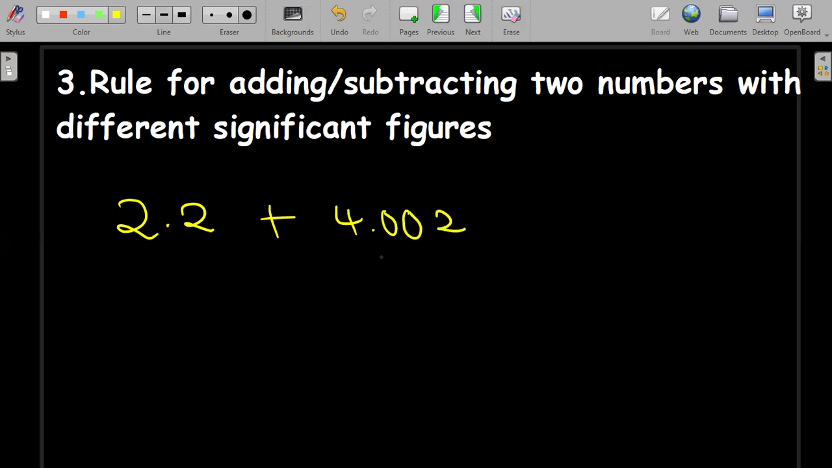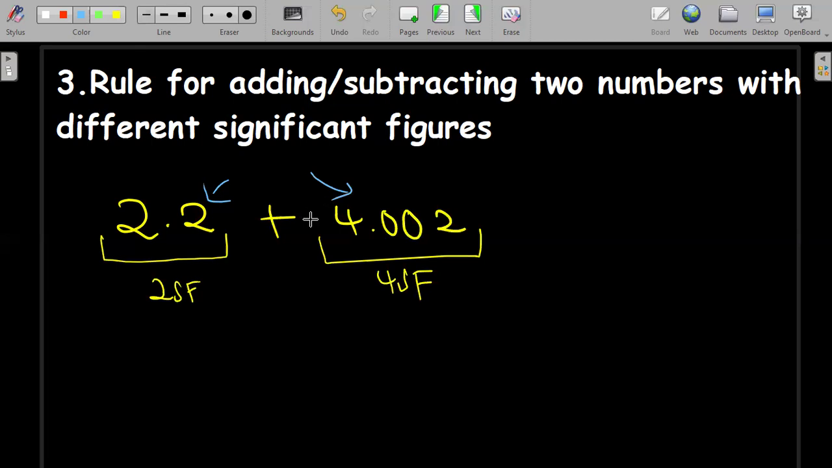4.002. Okay. So since we've discussed how to count the number of significant figures, we can see that this value here has how many significant figures? 2 significant figures. It's just this one and this one. And then this value here has how many significant figures? It has 4 significant figures. So it means these two numbers here have different significant figures. So now, what is the rule concerning such situations where you are adding two numbers with different significant figures? Because what you've been exposed to is just the normal number. So let's say 5 plus 6. You're just going to get 11 there.